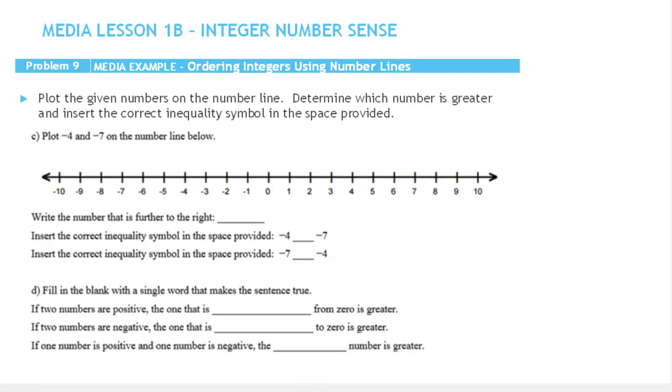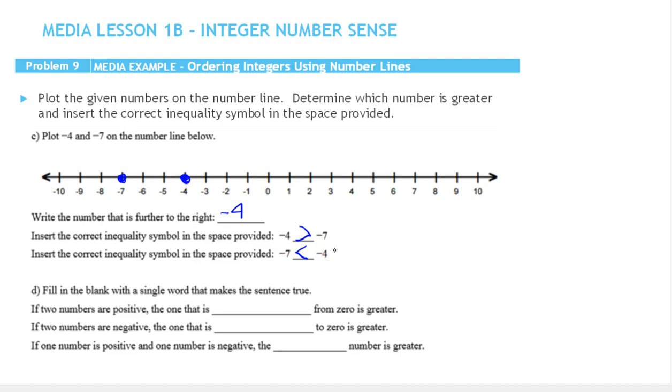And finally, plot negative 4 and negative 7 on the number line below. So here's negative 4 and here's negative 7. The number further to the right is negative 4. So that means negative 4 is greater than negative 7. And here I'm also going to point the inequality symbol, so the open part is towards negative 4. And we could read this as negative 7 is less than negative 4.